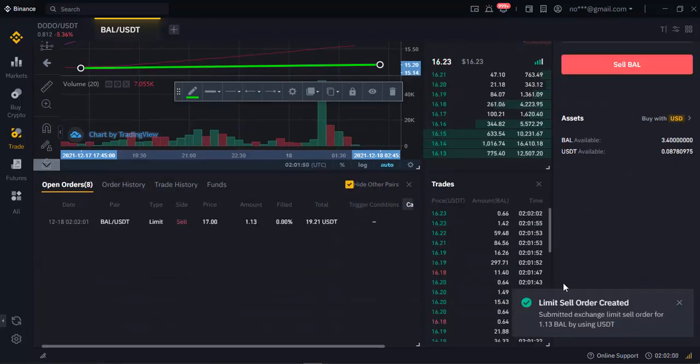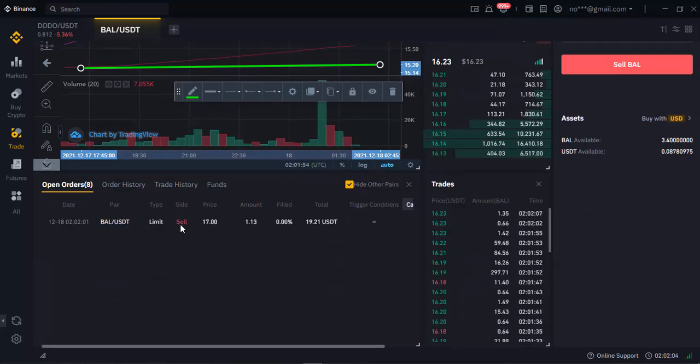Okay, it has been created. So this says you are selling. This is the side of sell, the price 17, and this is the amount. So the total we are going to get is what? 19.21 USDT after selling this.